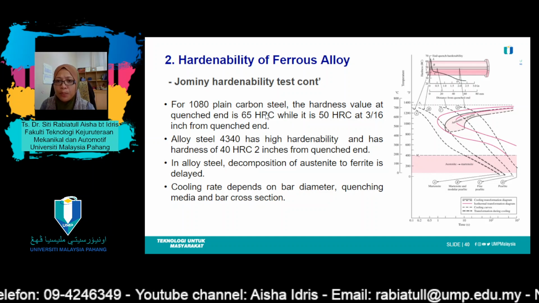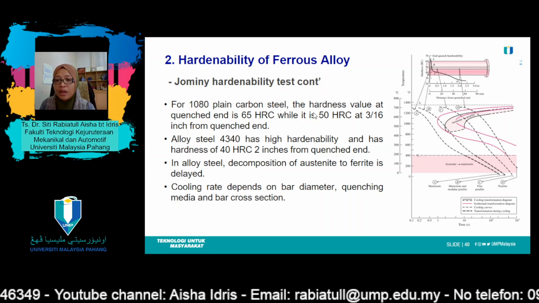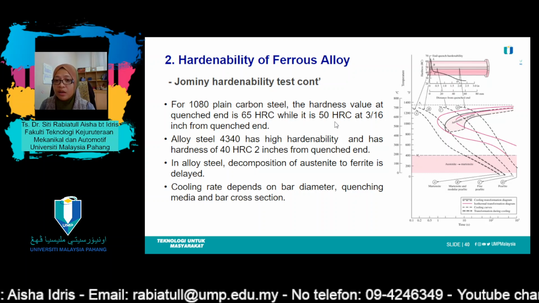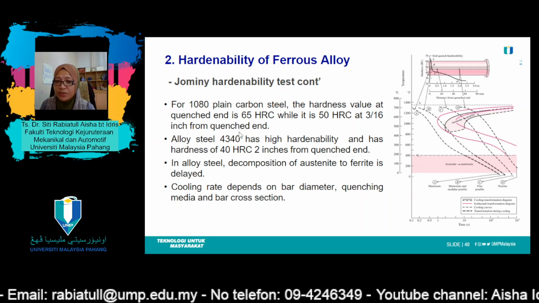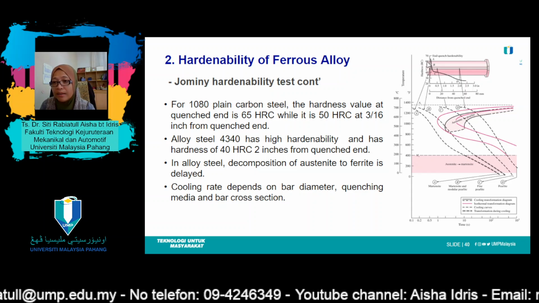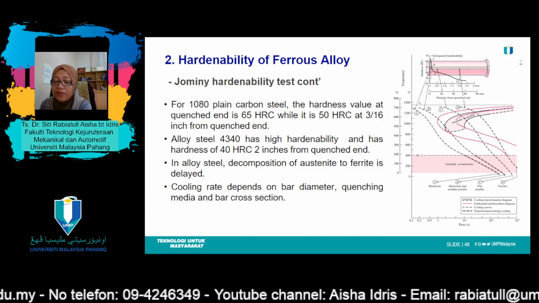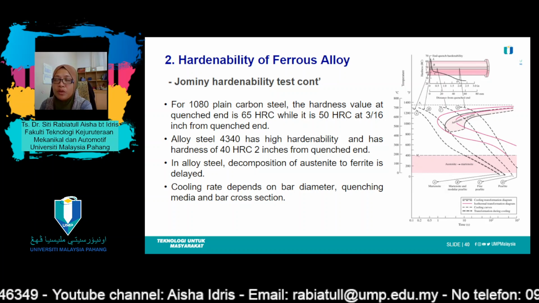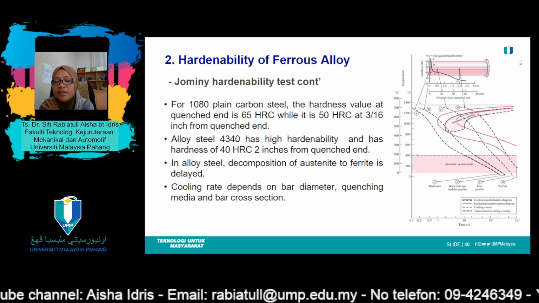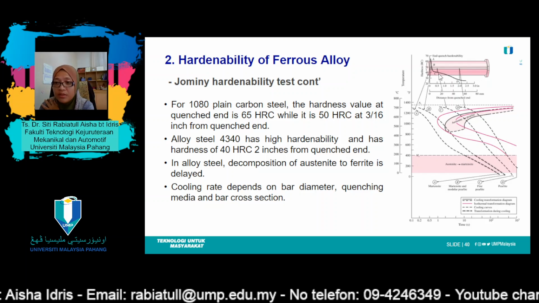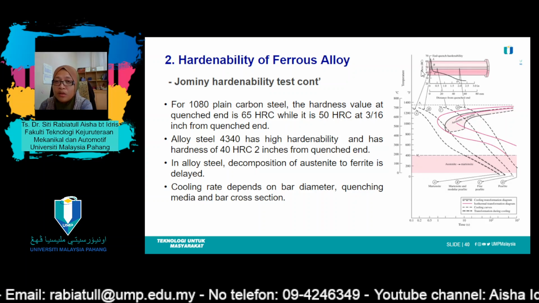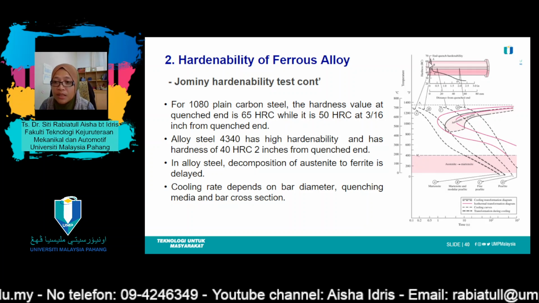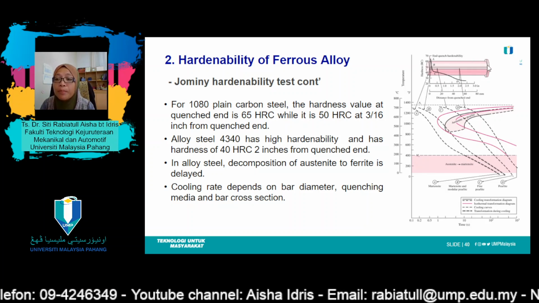For 1080 plain carbon steel, this is a code for plain carbon steel, the hardness value at the quench end is 65 Brinell hardness, while it is 50 Brinell hardness at 3/16 inch from the quench end. So this is how you determine the hardness of the steel. Starting from the point where the material starts to cool, the water sprays that area first, so cooling starts from this point until the upper part of the specimen.